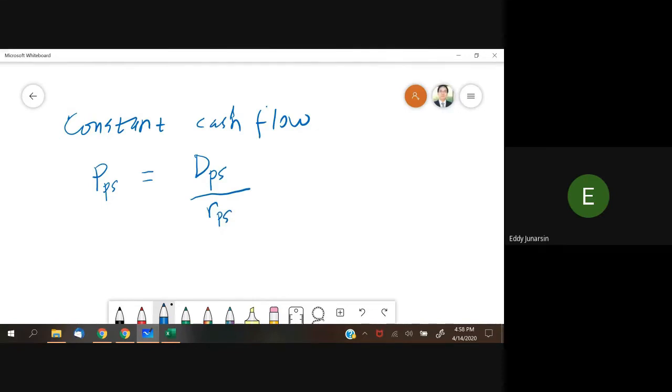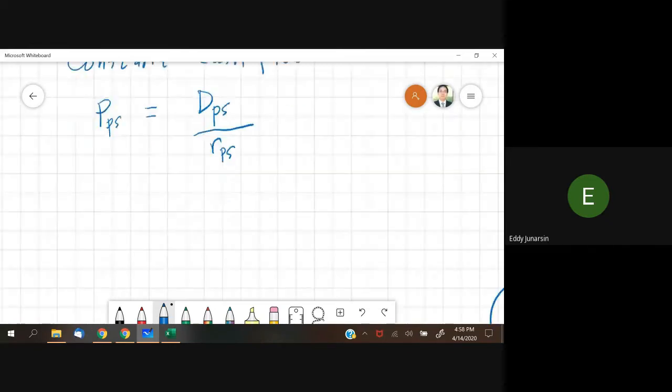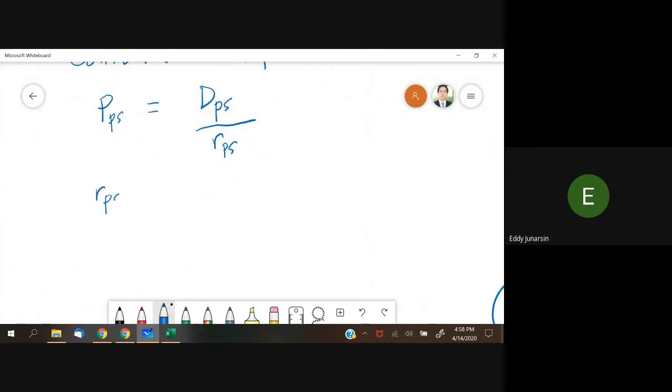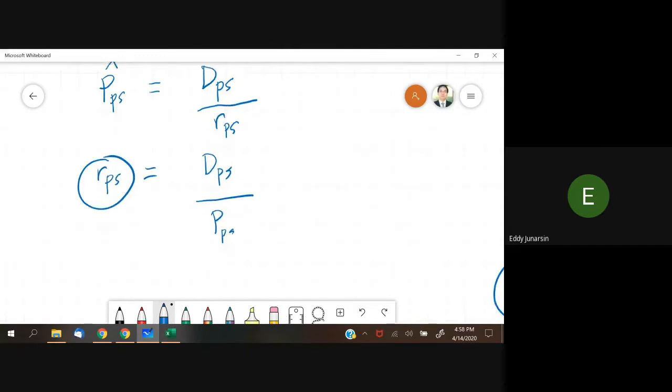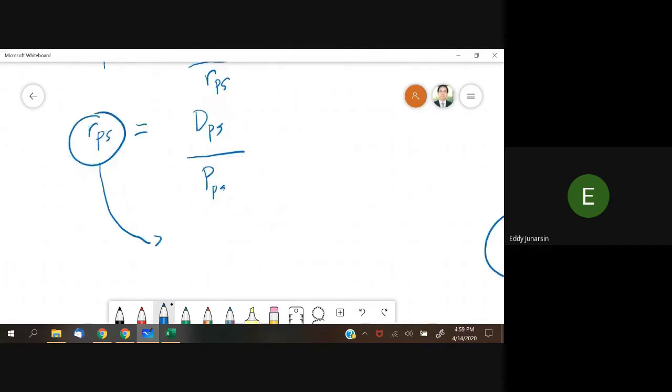So again, I hope you still remember we can use this formula only if it fulfills the constant cash flow scenario. Right? So if we do something with the formula here, you can reverse it. So required return by preferred stockholders is the constant dividend paid by the preferred stock divided by the current price. Okay, so what is it? Required return by preferred stockholders. And required return by preferred stockholders is the cost of preferred stock to the company, to our company.